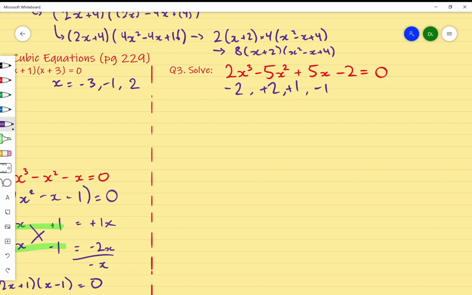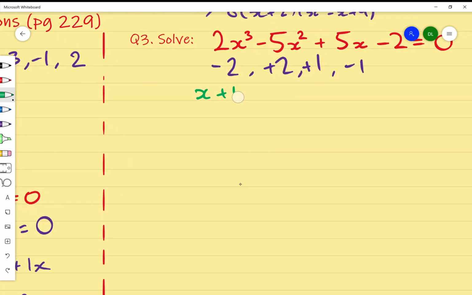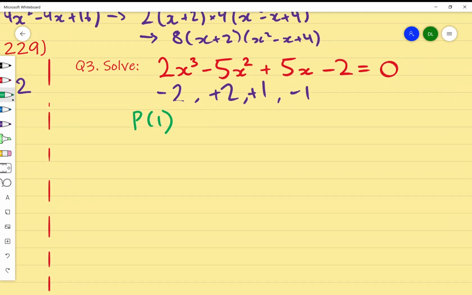So, let's pick one. Negative 2. Pick a different one. 2. Pick a different one. 1. Positive 1. Wow, positive 1. That's great. Let's do that. Sorry, I meant we're subbing in positive 1. My apologies. If we're subbing in positive 1, then I substitute: every time I see x, I put in 1.